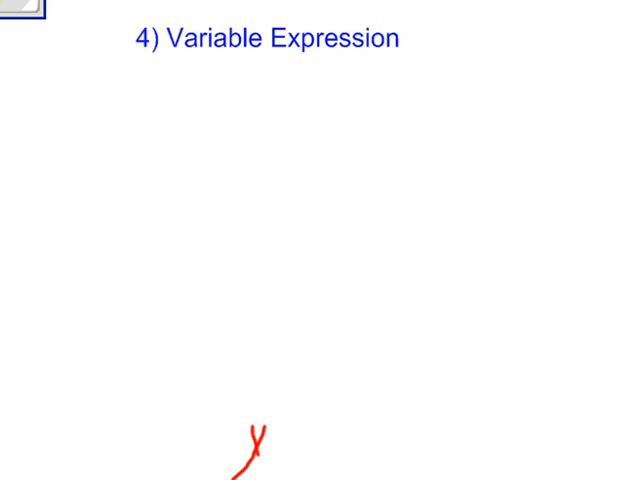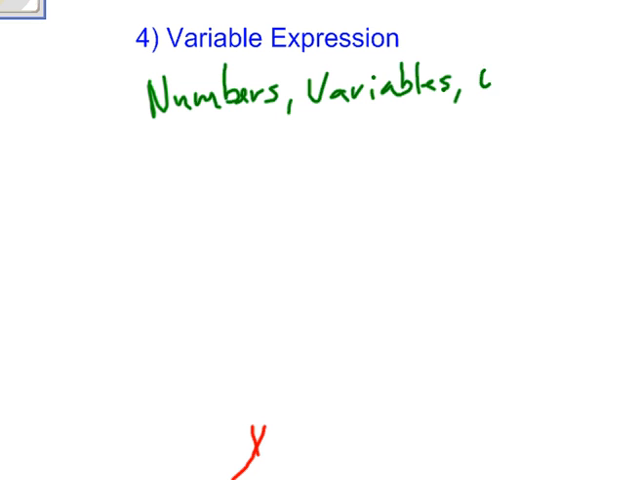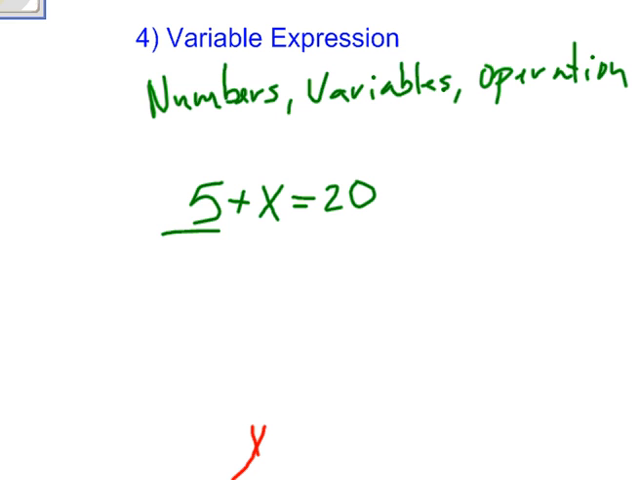Question number 4 asks us, what is a variable expression? And a variable expression has 3 parts. It has numbers, variables, and an operation. So an example would be 5 plus x is equal to 20. We have a number, we have a variable, and we have an operation.